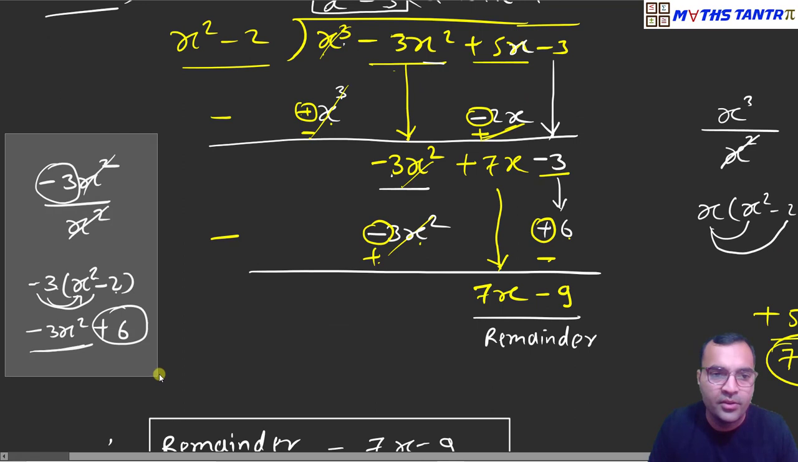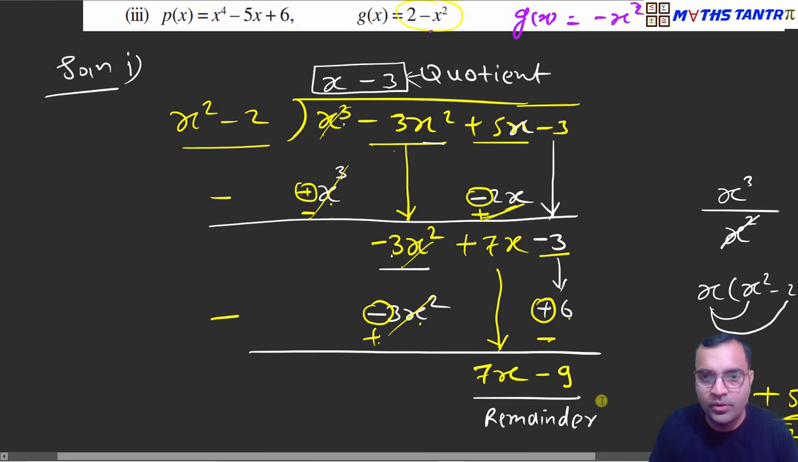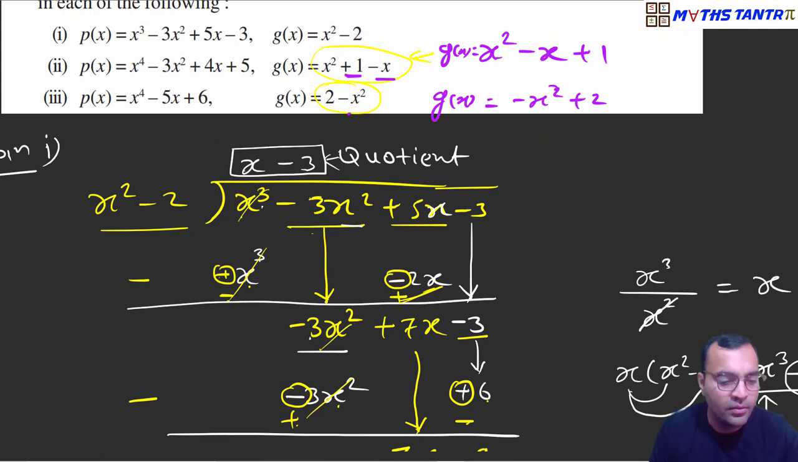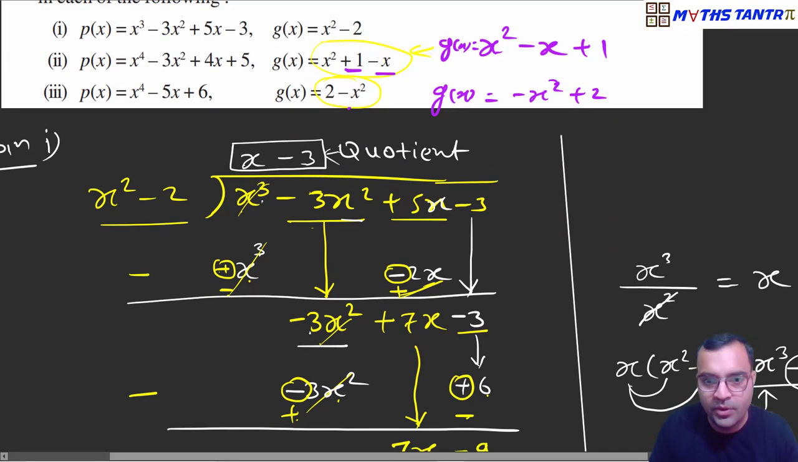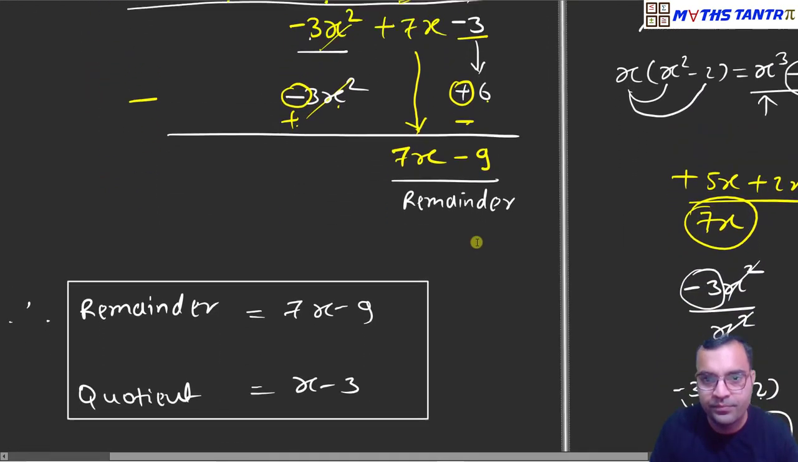This is the rough calculation. You can do it anywhere. I recommend doing it on the right hand side of your page. You can also draw a line to differentiate your calculation and your solution. Okay.